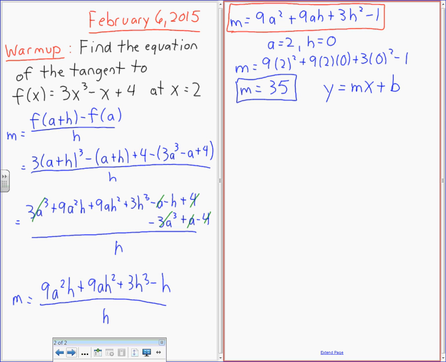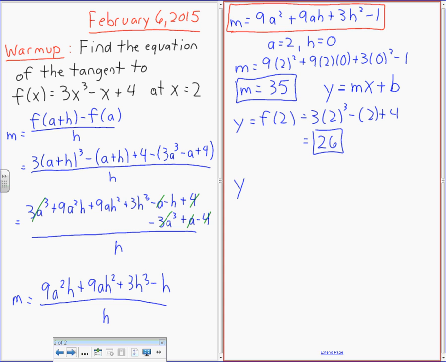Well, I have my m. I have my x. I do not have my y. How do I get my y? Someone who has not raised their hand yet? Y is not 0. So y would equal f of 2. That should be 3 times 2 cubed minus 2 plus 4. 8 times 3 is 24, minus 2 is 22, plus 4 is 26. Is that right? Okay, so therefore y equals 26.